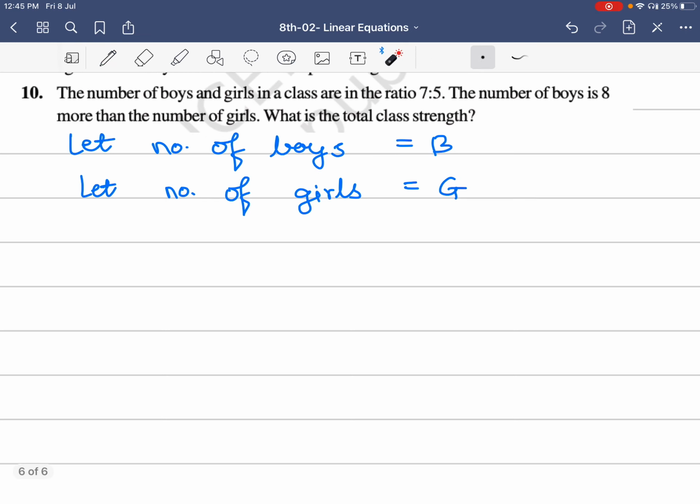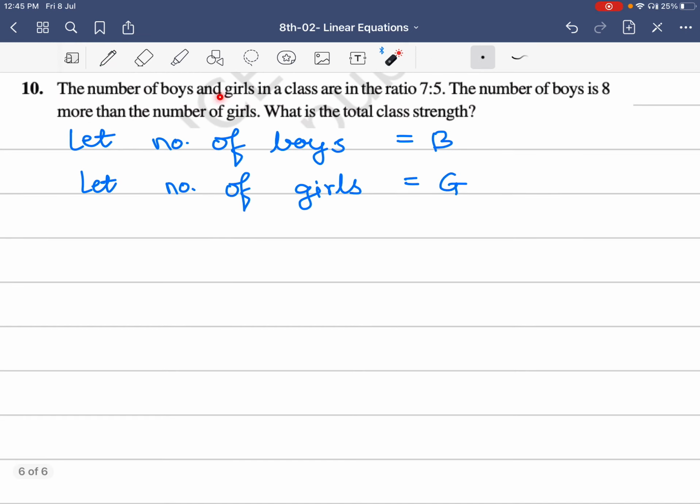Now let's read the first statement. The number of boys and girls in the class are in the ratio 7:5. Okay, so therefore we have boys B upon G is equal to 7/5. Okay, given B upon G is equal to 7/5.